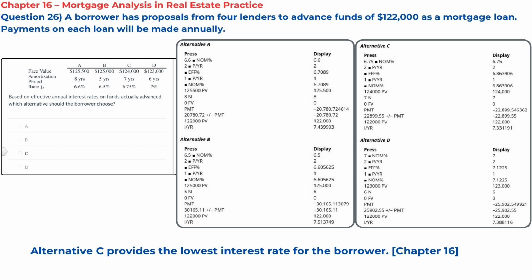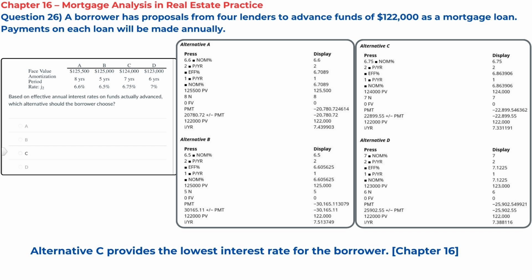Press PMT, calculator displays minus 278.724614. Enter 20,780.72 plus and minus sign PMT to round off payment, 122,000 PV. Press IYR, calculator displays 7.439903.